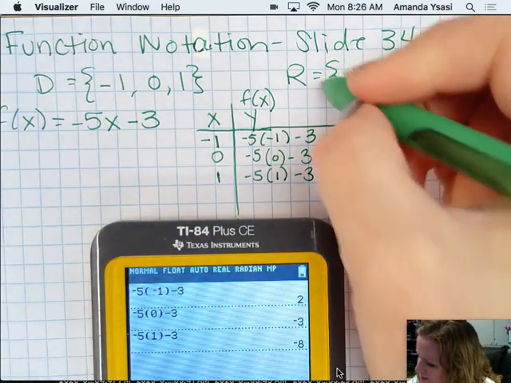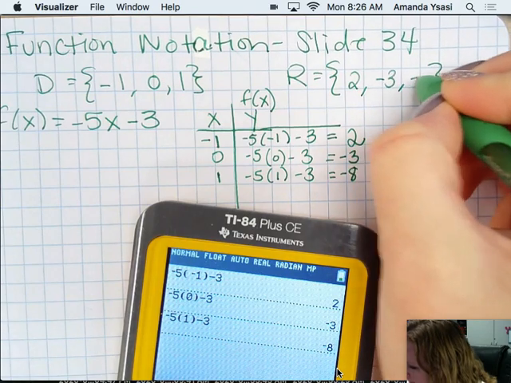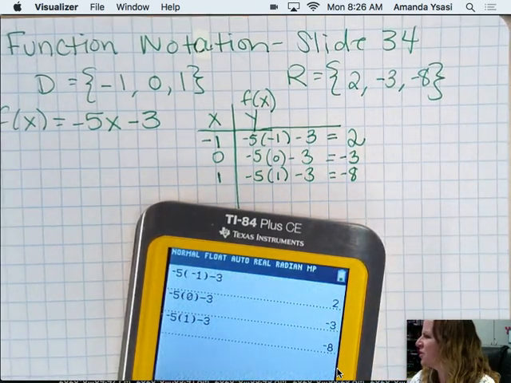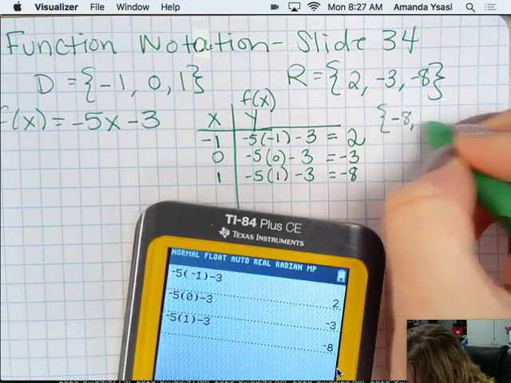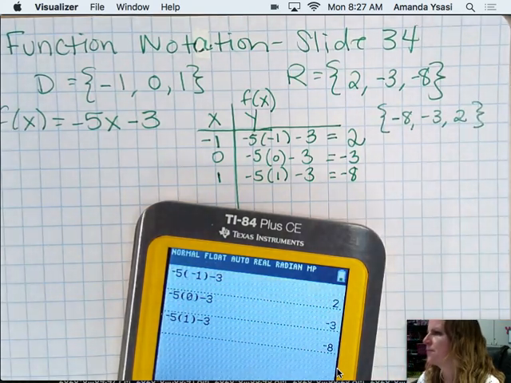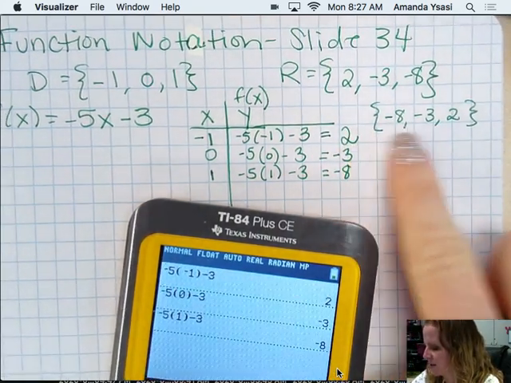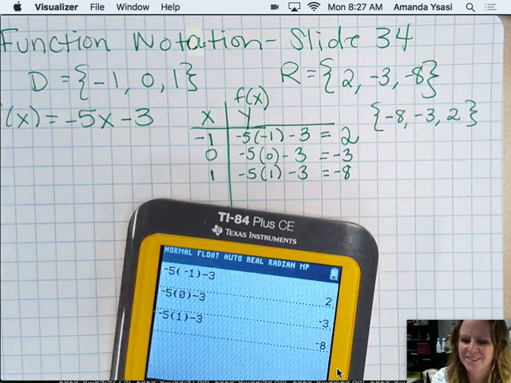So that means that my range is 2, negative 3, negative 8, which I should really write in least to greatest order. So I'm going to rewrite it: negative 8, negative 3, and positive 2. Do your cute little braces. Are y'all getting the hang of that yet? No.